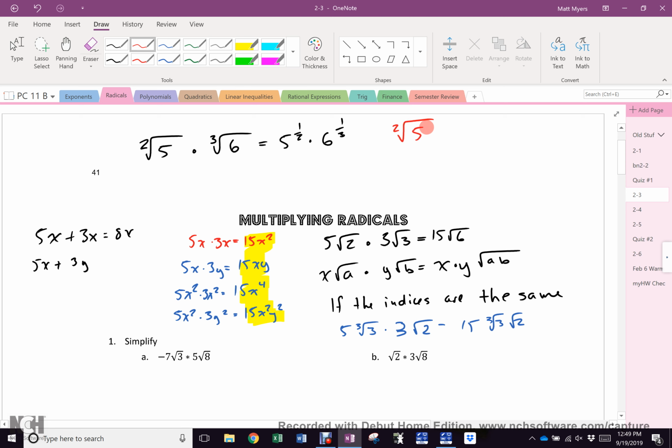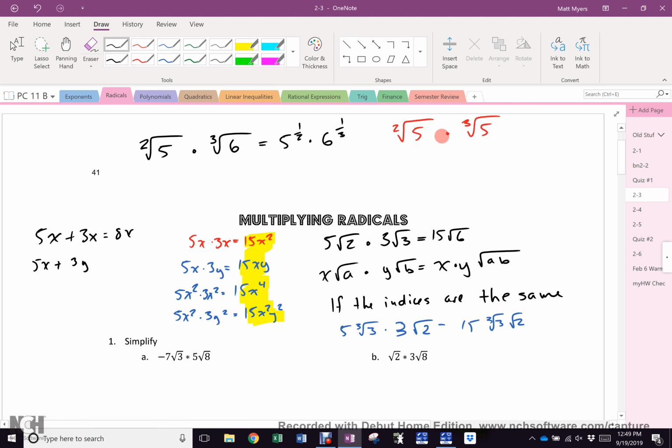Square root of 5 times the cube root of 5. Now you're going to look at that right there and say, I can't do it. Why? Because it's different indices, right? You're going to look at that right away and say, no, Mr. Myers, can't do it. But this is the wrinkle. You can do it. Why can you do this one specifically or this type specifically, Jose?